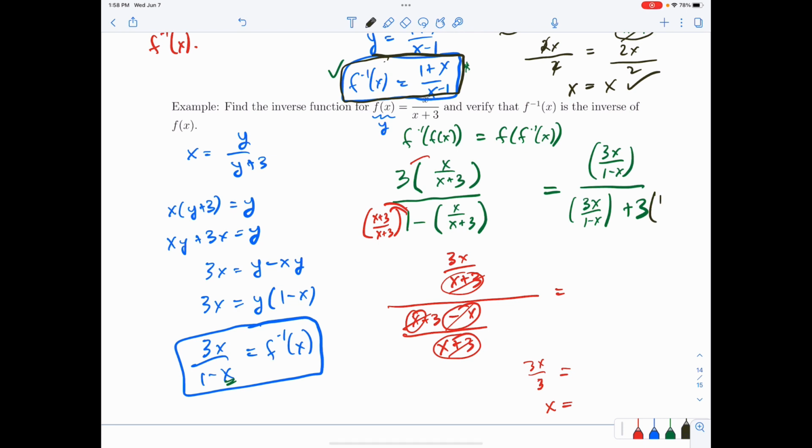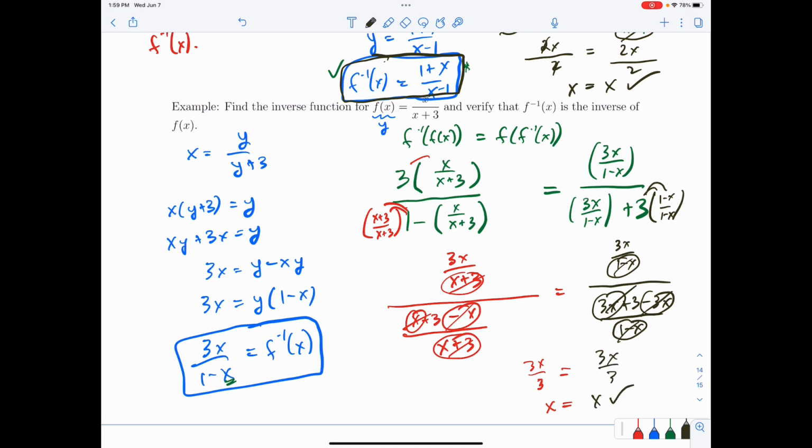On the right-hand side, I need a 1 minus x, so I can get a common denominator downstairs. Can't do anything to the numerator, but the denominator, I'm going to distribute this 3. So I get 3x plus 3 minus 3x. Those 3x's are going to cancel. And then these 1 minus x's are also going to cancel. So what we're left with is 3x over 3, which comes out to x. So we have verified that these are equal to each other.